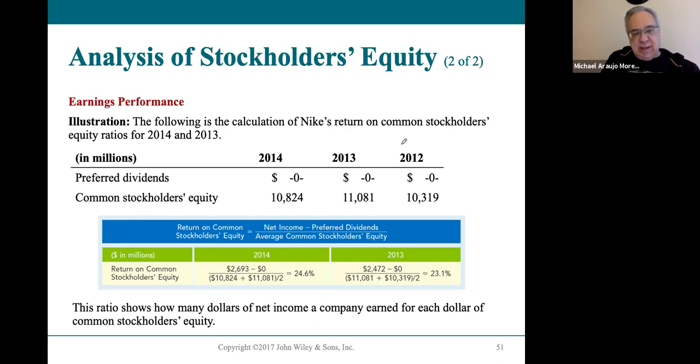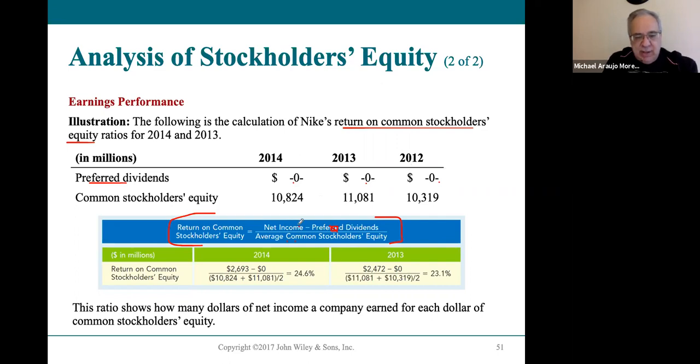Another thing stockholders want to know is what's their return on equity? Return on equity for common stockholders' equity is simply your net income over your average common stockholders' equity. Now, most corporations do not have preferred dividends. About 92% of the time, this is going to be zero, like it is for Nike here. No preferred stock, no preferred dividends.